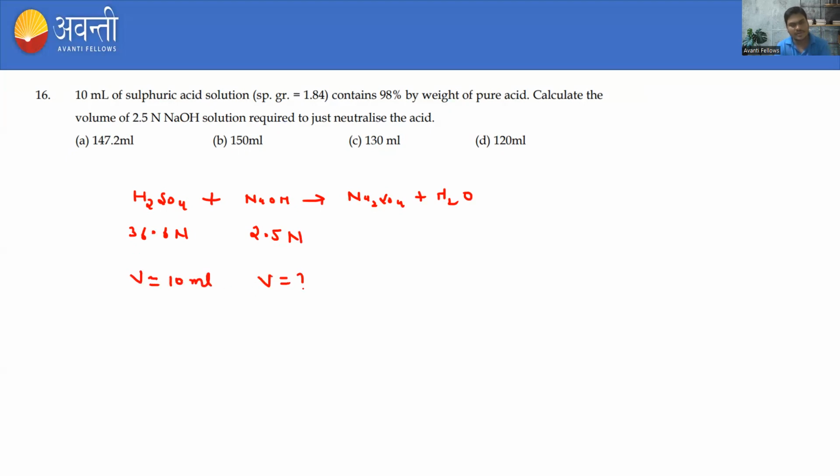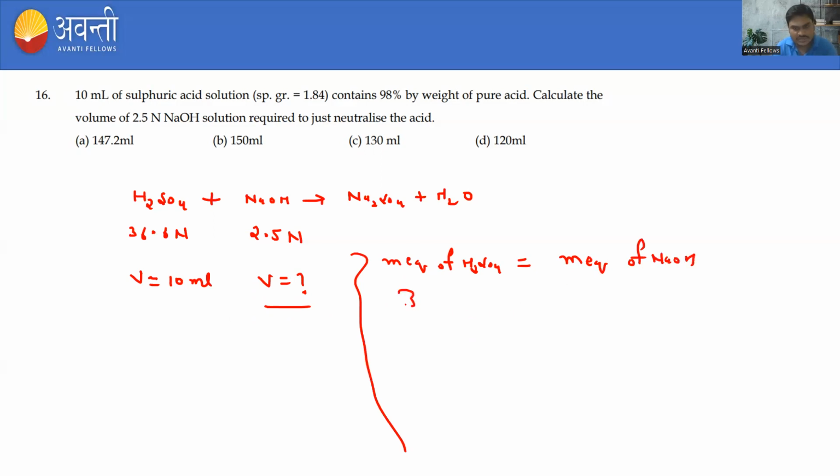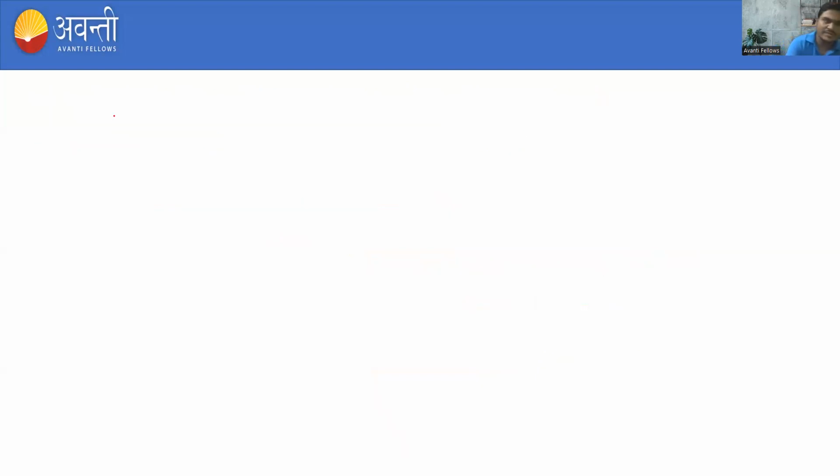But this volume cannot be given, this is what we have to find out. Okay. So let's proceed. Again, by using the principle of equivalence, we can say that milli equivalent of H2SO4 is equal to milli equivalent of NaOH. We can write. So this comes out to be 36.8 into 10 is equal to 2.5 into V. Just calculate V from this. So you'll get 147.2 ml. So this is the correct answer. That is A. So 1.47.